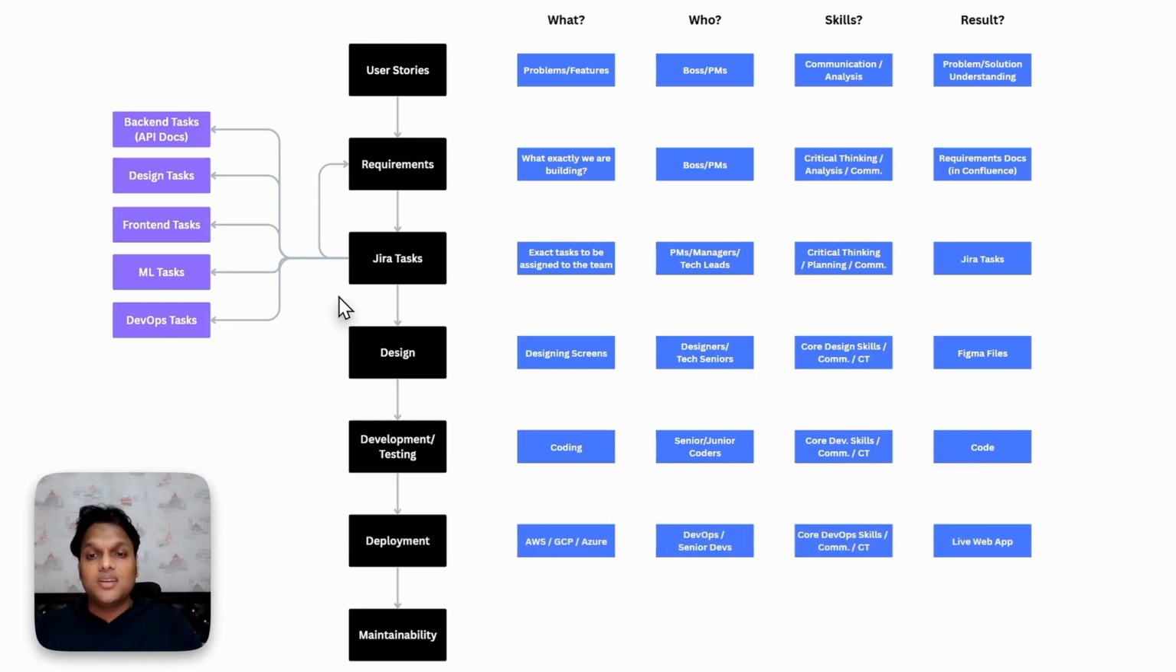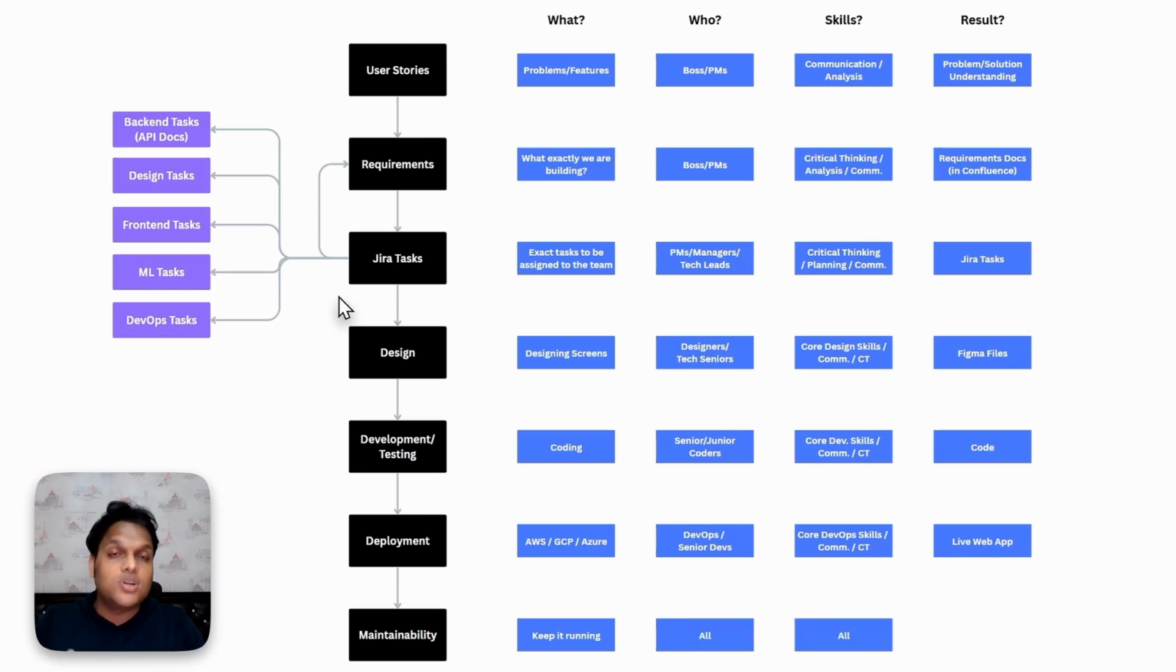Next is maintainability. You try to maintain the whole application. The goal is to keep it running. Who is responsible? All. What skills are required? All. Then you get the profitable app.